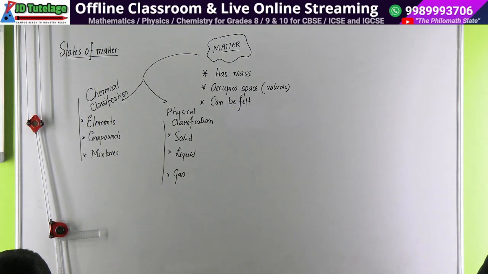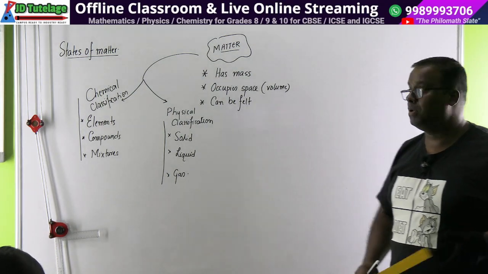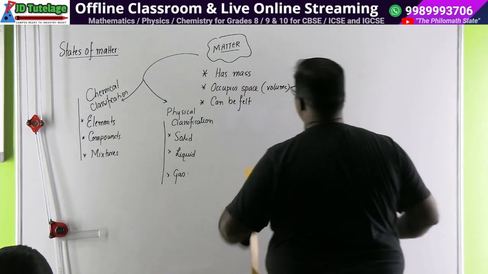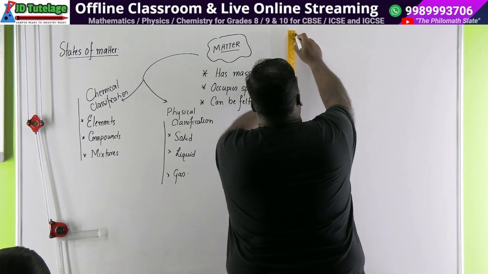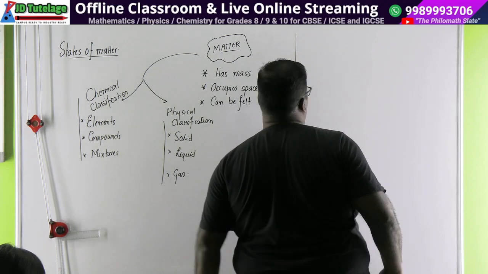So in physics, we say we have three states of matter. Now there are four states of matter. People call plasma also one state of matter. But these are the prime three states of matter which we will be studying and are generally studied at school and college level. Okay?